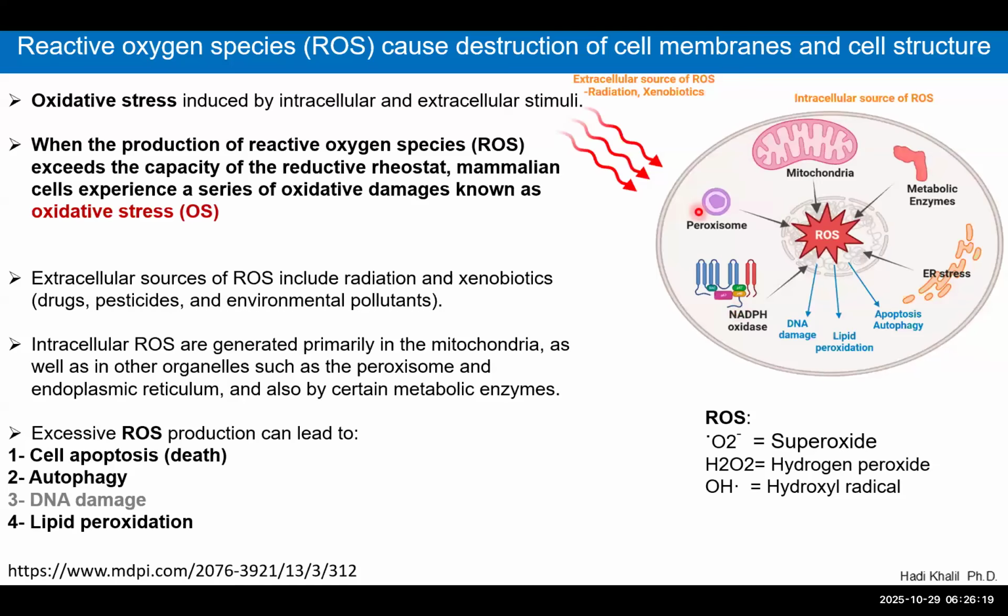So all those cause the level of the reactive oxygen species to become higher. Now, reactive oxygen species causes DNA damage, cell lysis or autophagy or apoptosis, and then lipid peroxidation. So that's what we will discuss in the next few slides, the lipid peroxidation.